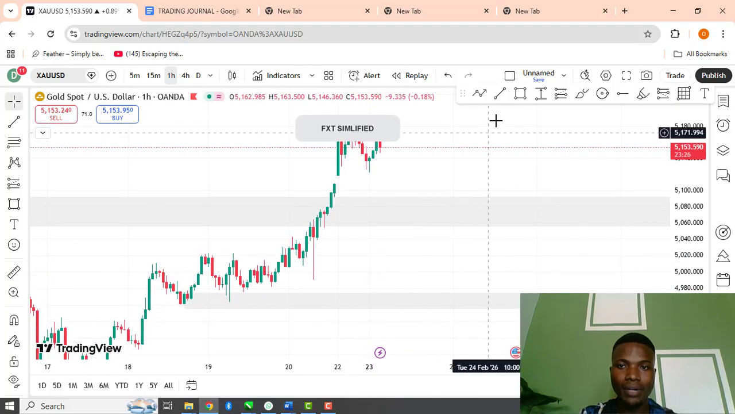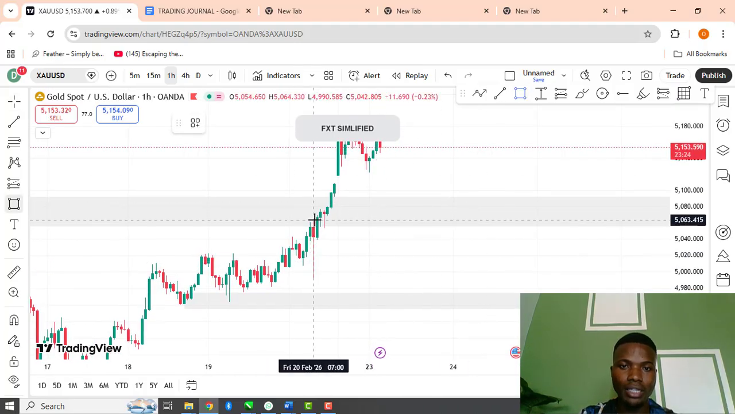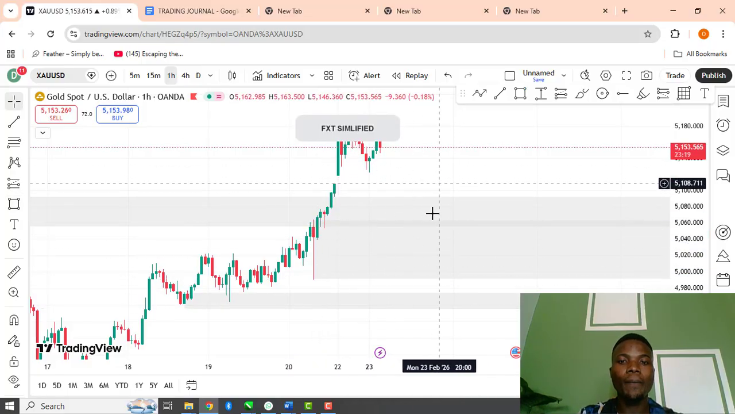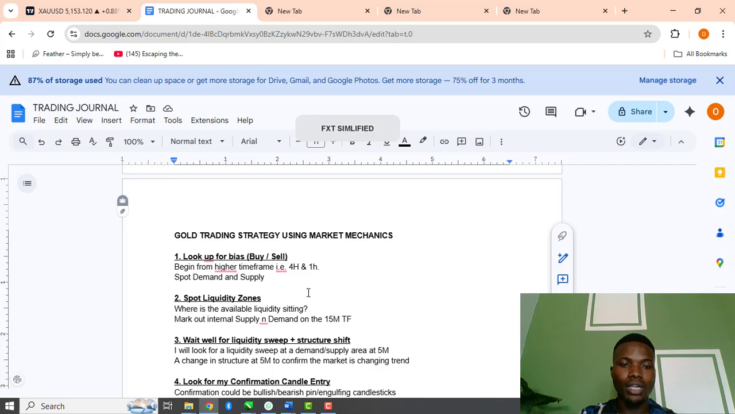So we also have another demand zone. This red candle here, this is another demand zone. Okay, but let us go back to our journal. So we have number 2, spot liquidity zone. We ask ourselves the question, where is the available liquidity sitting? Mark out internal supply and demand on the 15 minutes time frame.